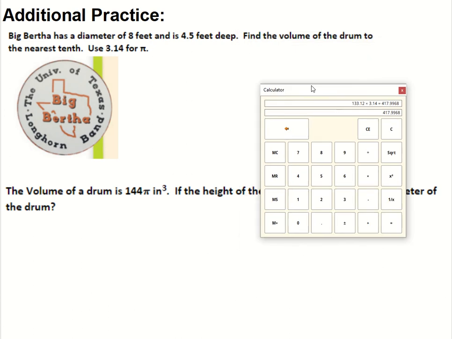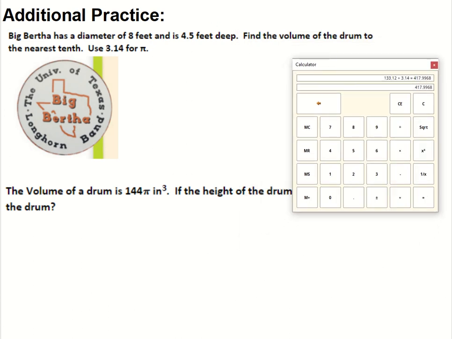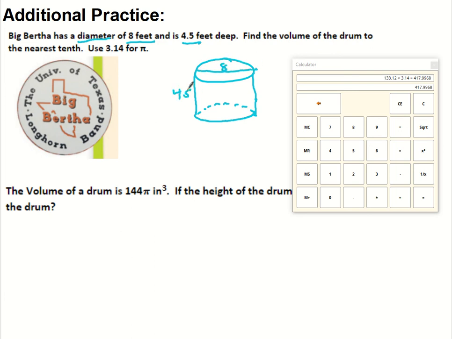Now, yeah, you'll see some word problems with this. So Big Bertha has a diameter of 8 feet. So keywords there, a diameter of 8 feet. And it is 4.5 feet deep. Okay, so Big Bertha has a diameter of 8 feet and is 4.5 feet deep. So that means I have a cylinder here that has a diameter all the way across of 8 and is 4.5 feet deep.